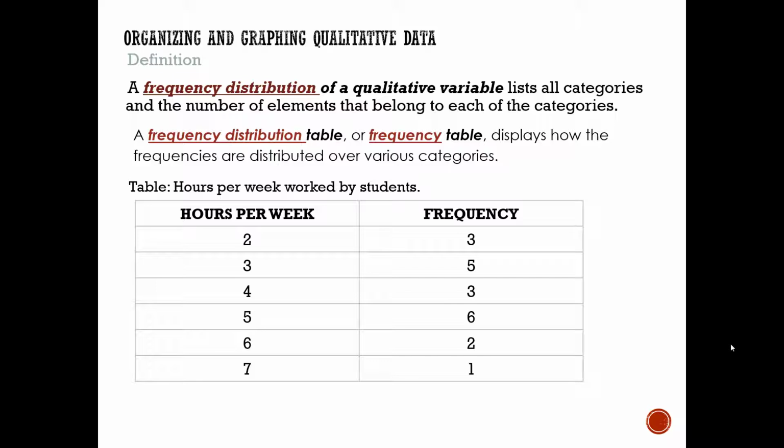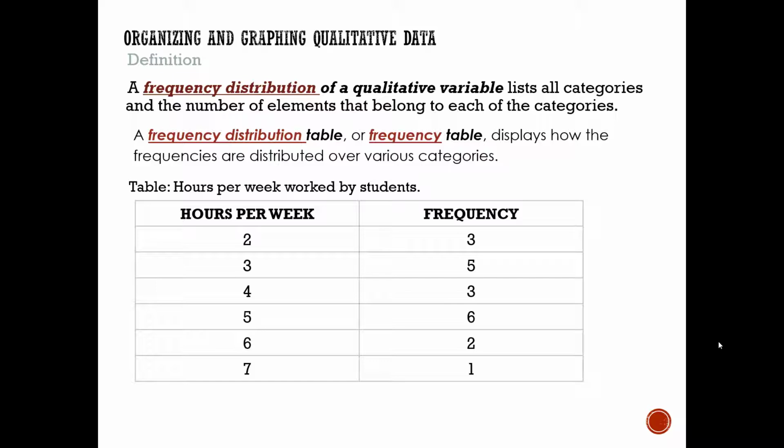When I set up a frequency distribution of qualitative data, what that gives us is all of the categories, think about the categories as boxes with labels on them, all the categories and the number of items, the number of elements that actually fit into each category. Then we create something called a frequency distribution table. Sometimes we just call it a frequency table. This tells us how the frequencies are distributed over the different categories.